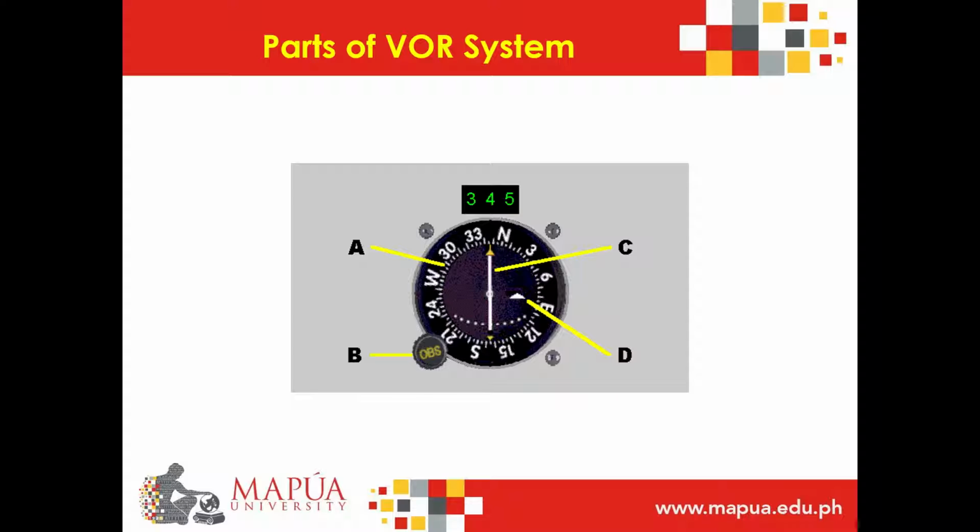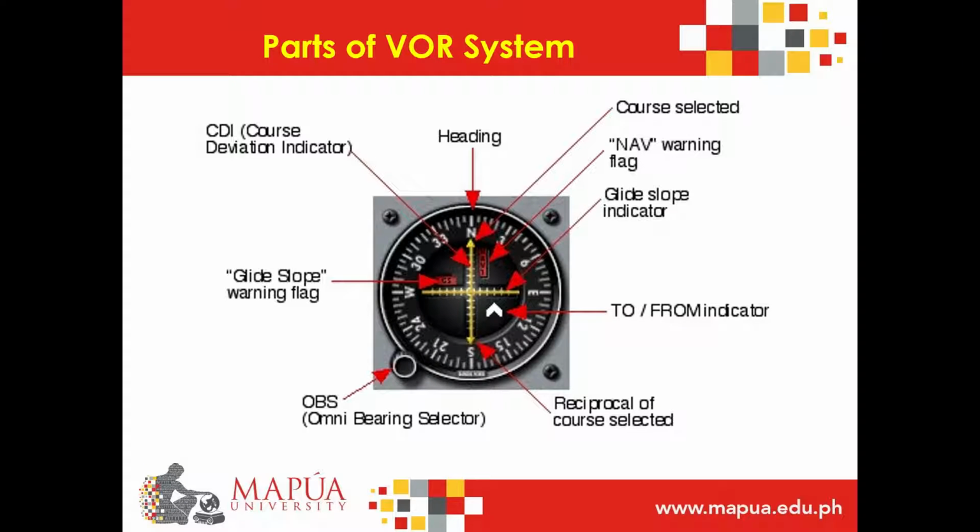For letter D, it is the to-from indicator, meaning if the arrow is pointing up, you are flying to the VOR station. If the arrow is pointing down, you are flying from the VOR station. It changes to a red flag if the VOR is beyond reception range. Here are some other parts of the VOR system: the glide slope indicator, the warning flag, the course selected, and the reciprocal of the course selected, and the basic of all is the heading.